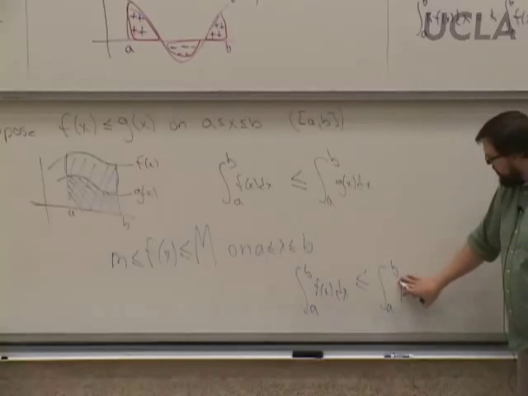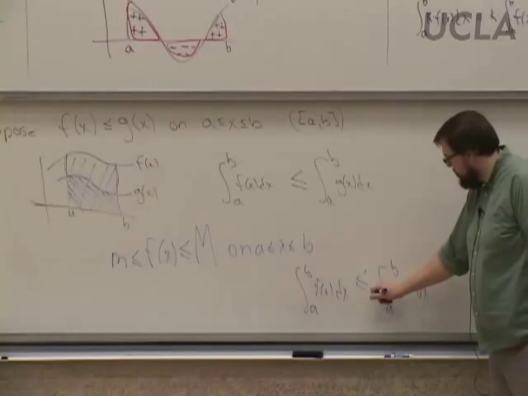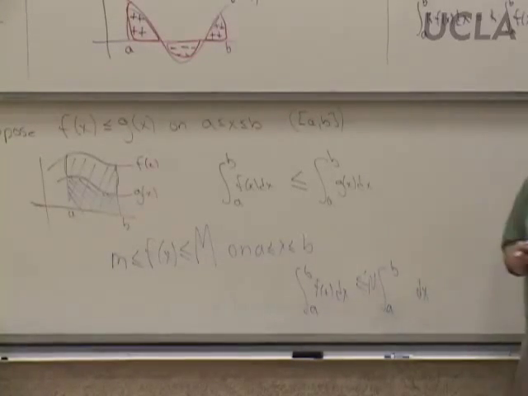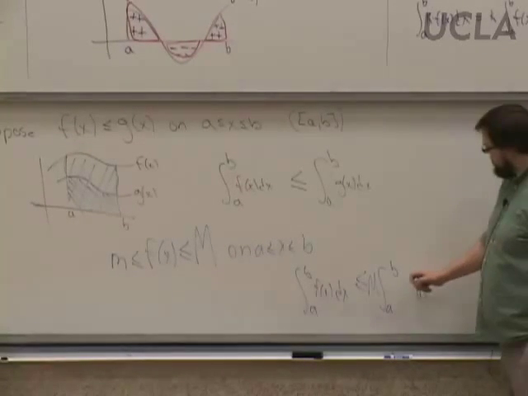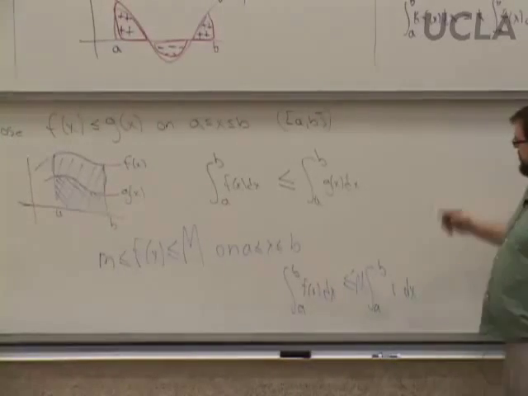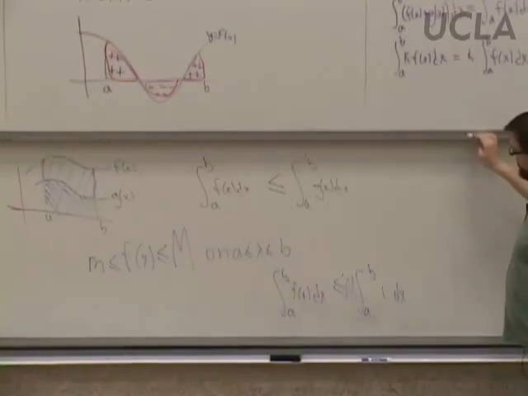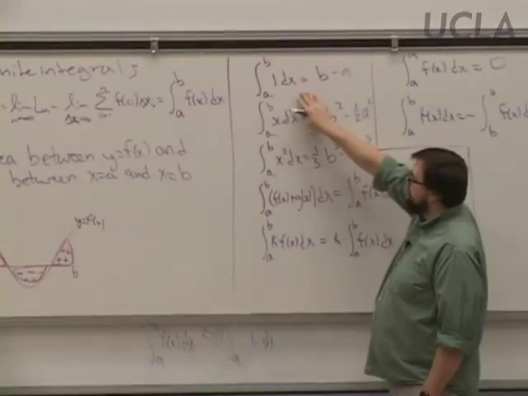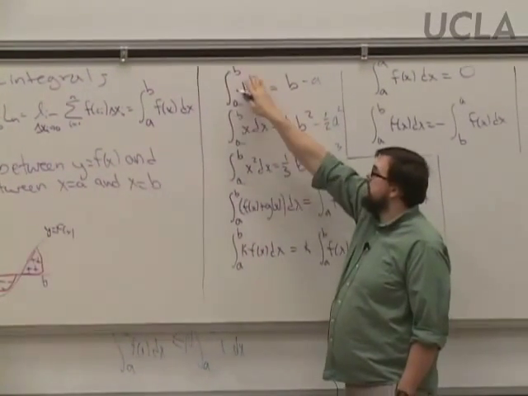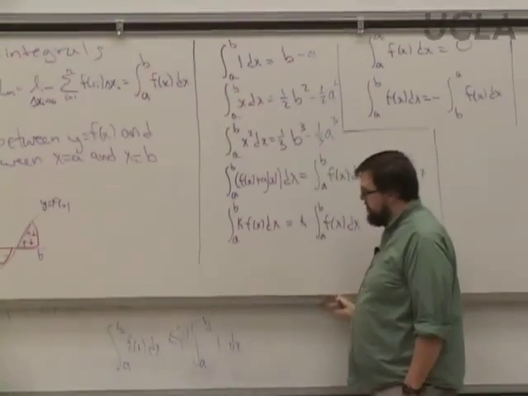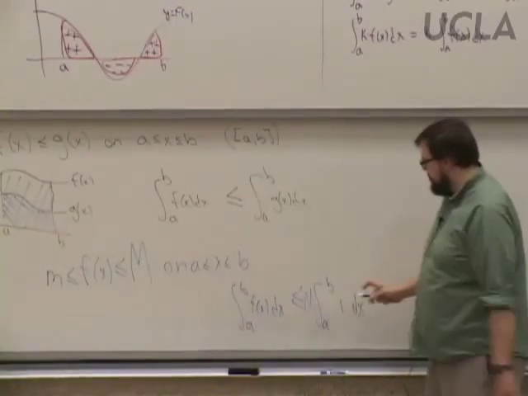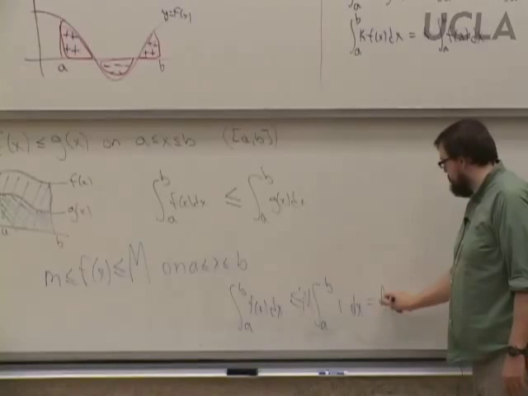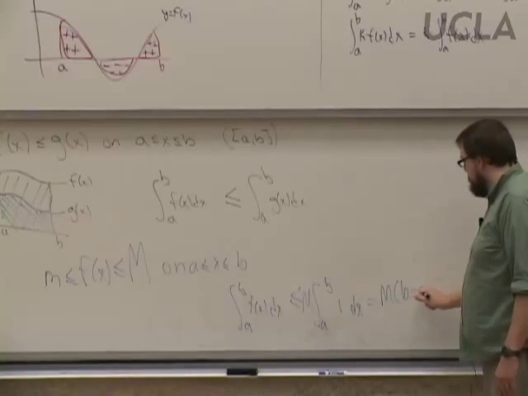Well, the m is a constant, so it comes out in front. So I can pull constants out. So essentially, it's m times the integral of, if you like, 1 dx from a to b. Now, fortunately for us, this is an integral we can actually do. We actually have it written down here. The integral from a to b of 1 dx is simply b minus a, because if you think about the picture, it's just a rectangle. So this is m times b minus a.